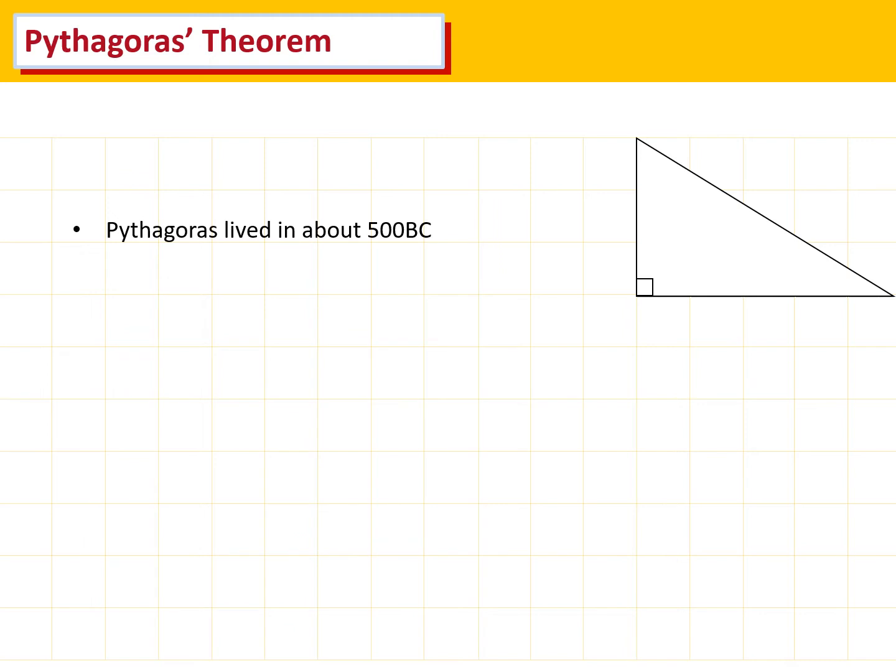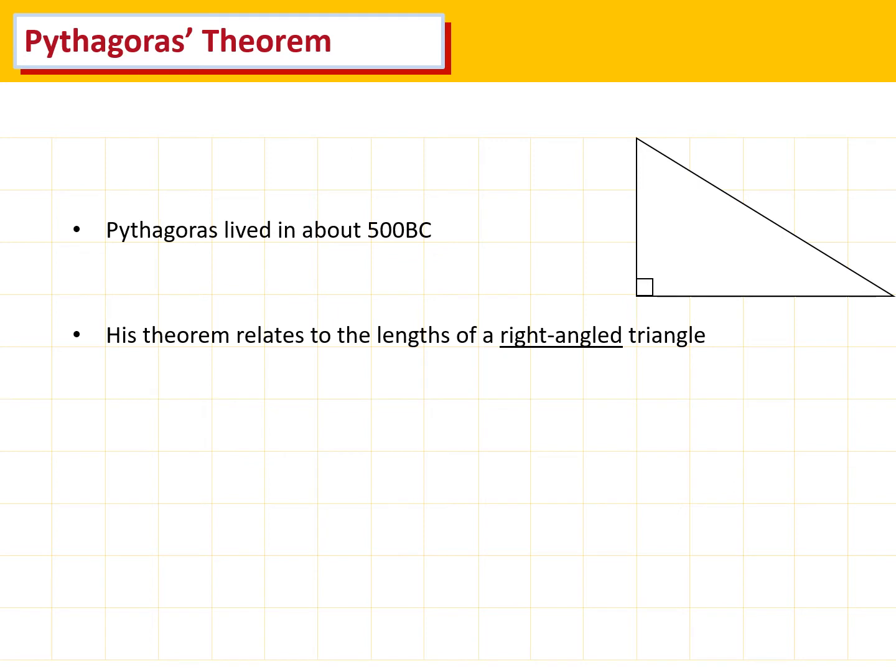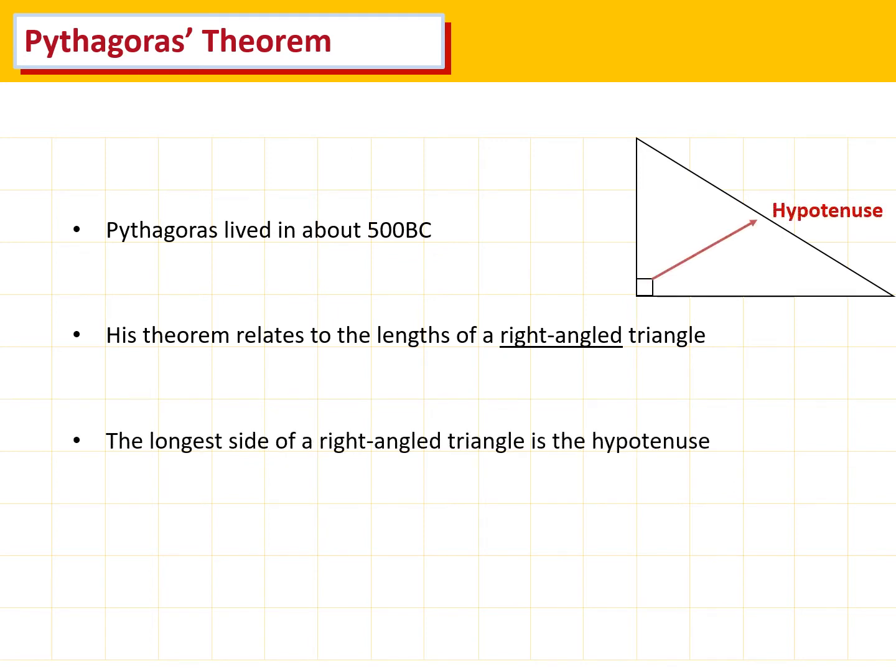Pythagoras lived in about 500 BC. His theorem relates to the lengths of a right-angled triangle. The longest side of the right-angled triangle, the one opposite the right angle, is called the hypotenuse. And does anybody know what the theorem states? Well, pause the video, write it down, tell your parents, because here goes.